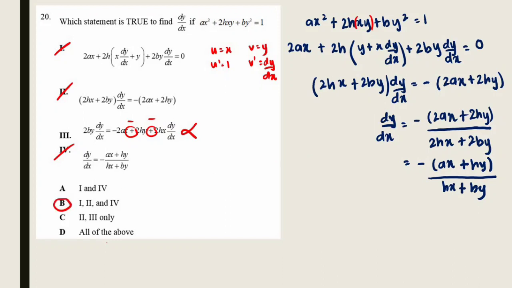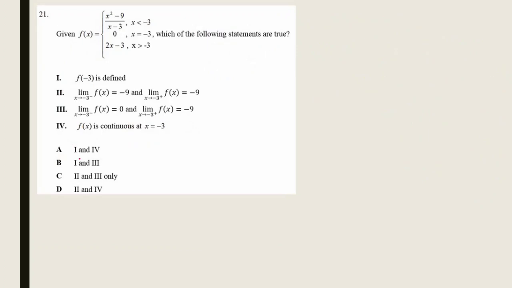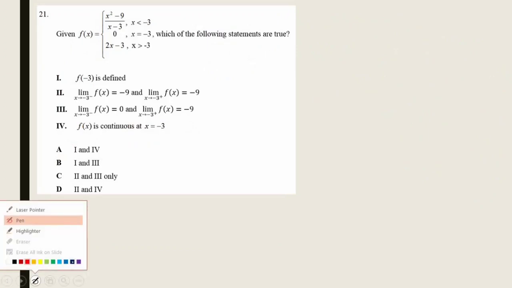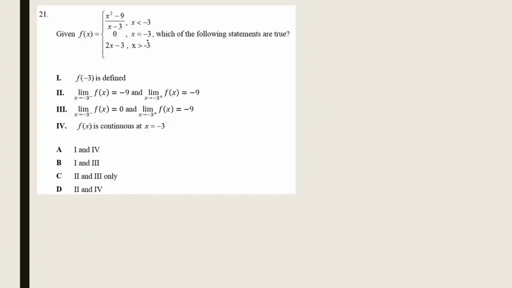Alright, so that is for question number 20. Let's look at the next question, question 21. For question 21, now we have to check which statements are correct. First is, is f(-3) defined? Let us check that f(-3) is equal to 0. If we check from our functions here, that is equal to 0, so it is defined.